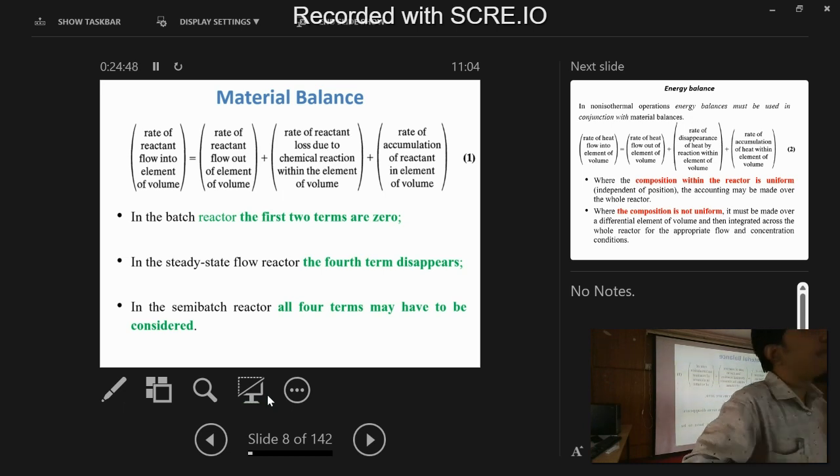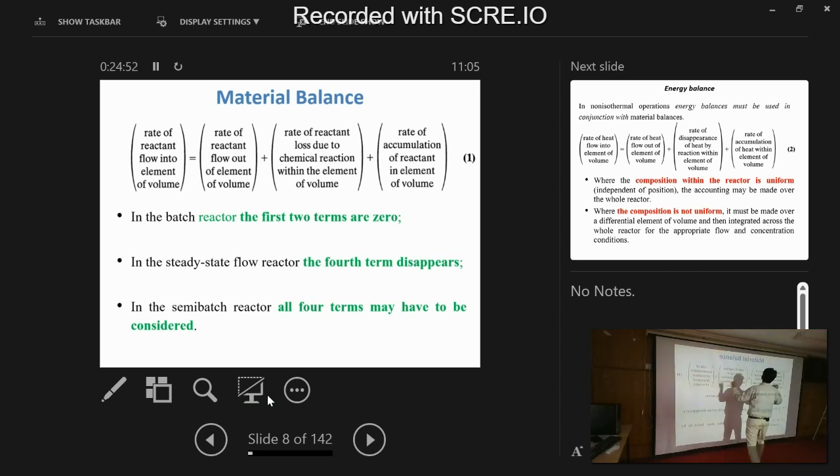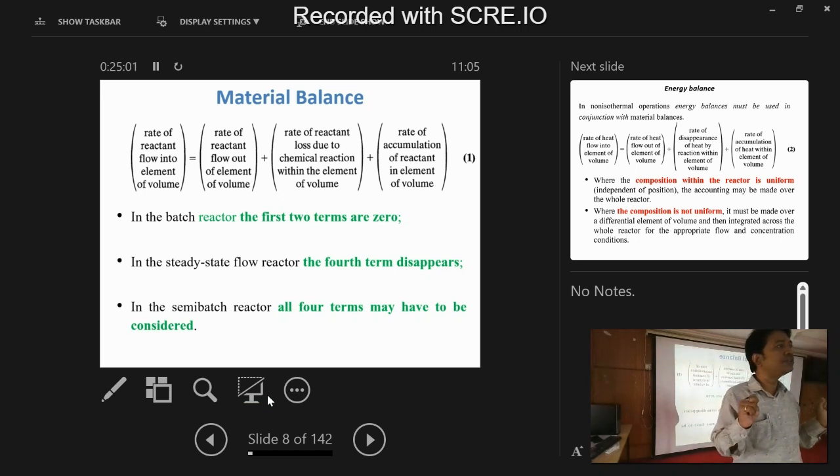Format is the same. When you are writing this format of balancing, make sure that units are consistent. Make sure that units are consistent. What are the units?